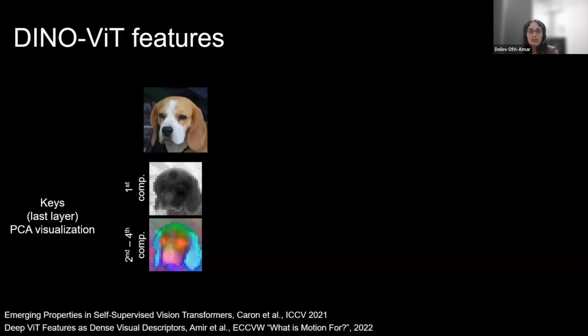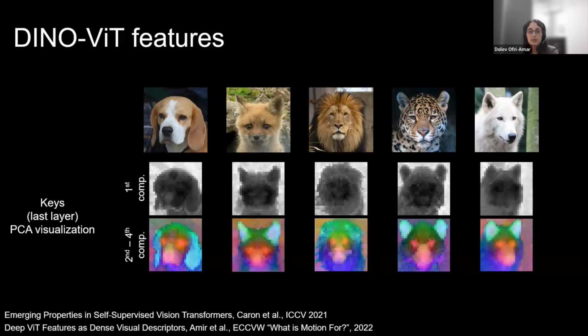And apart from that, they also showed that this encoded representation is shared across different yet semantically related object classes, like we see here in the animals that all share the same semantic parts like ears, eyes, etc. And so we want to leverage the power of these DINO-ViT features for dense correspondences and to use it as our guiding signal for our task.